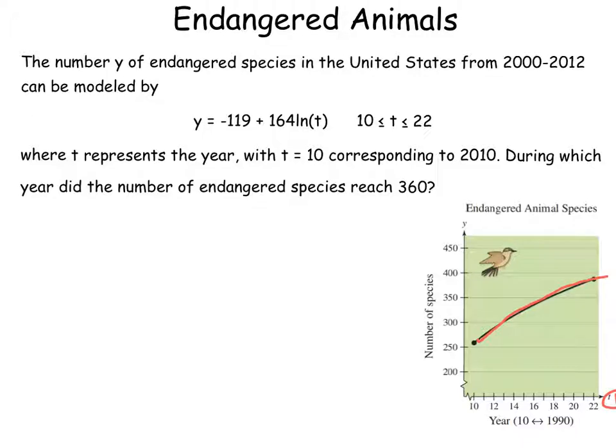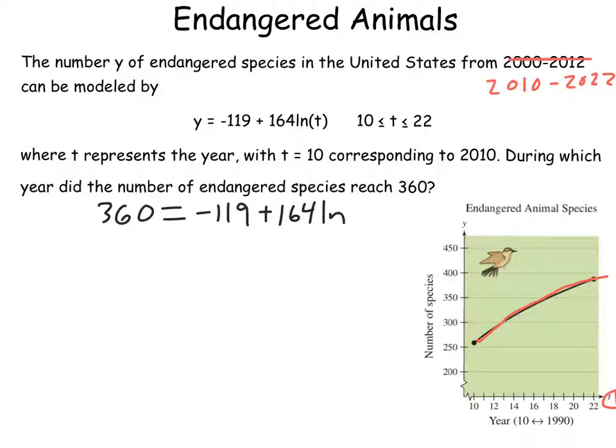Okay, this is an endangered species list from, I think, this was a mistake here. I believe this should say 2010 to 2022 is what it should say. Okay, 2010 to 2022. It would look something like this. We want to find out when is that endangered species list going to hit 360, which is asking us to solve that.